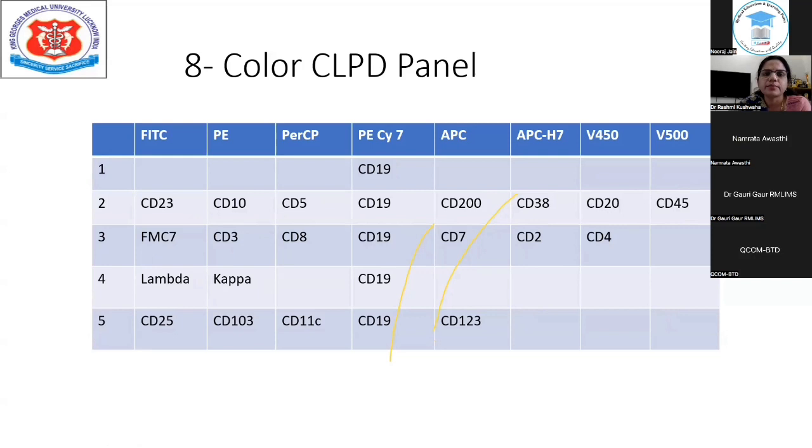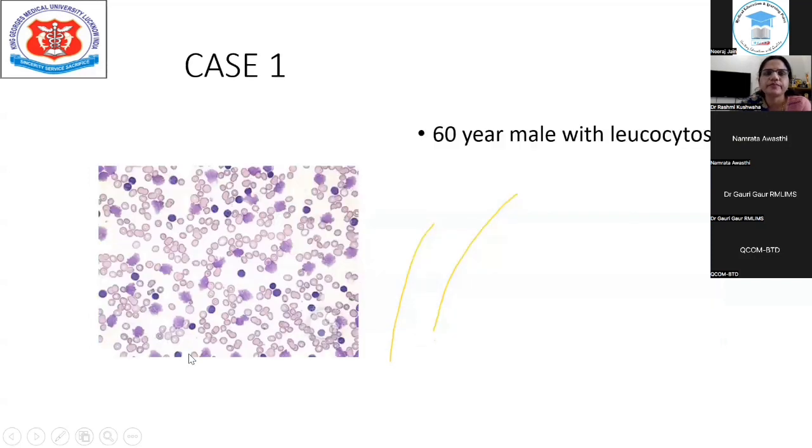And when required, depending on the morphology or depending on the patient's history and the clinical presentation, we add a tube containing the hairy cell markers. So with this basic knowledge, I will be discussing a few important cases. This is case 1. It's a 60-year-old male with leukocytosis.